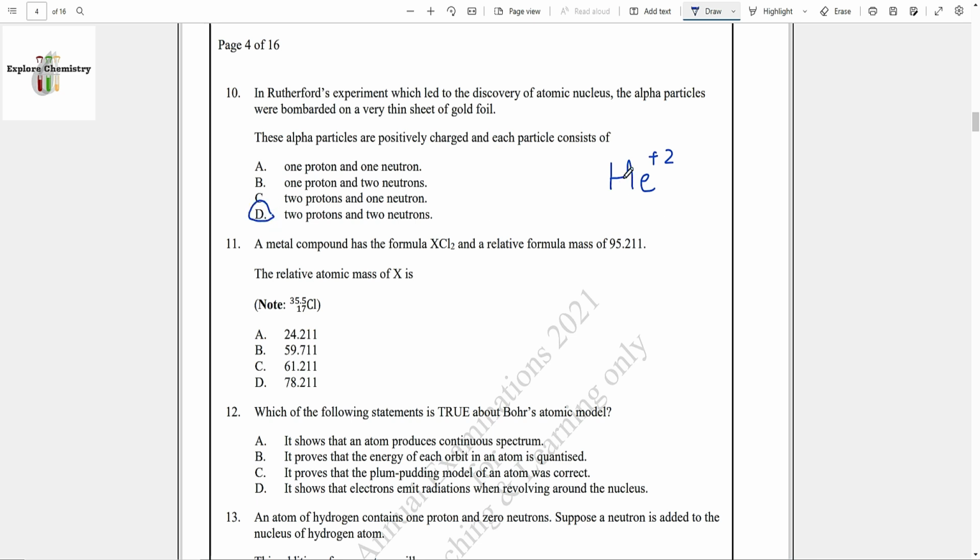Helium nuclei contain 2 protons, 2 neutrons and no electrons. Alpha particles are actually helium nuclei.